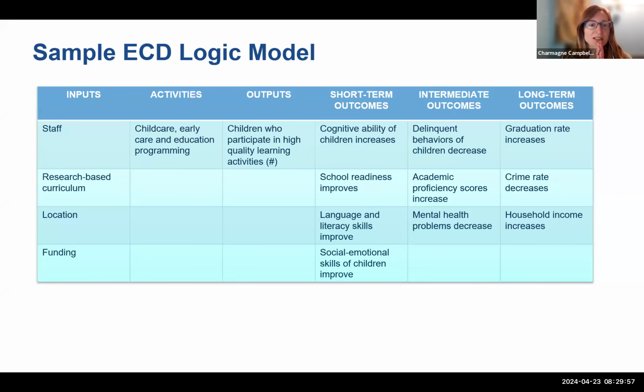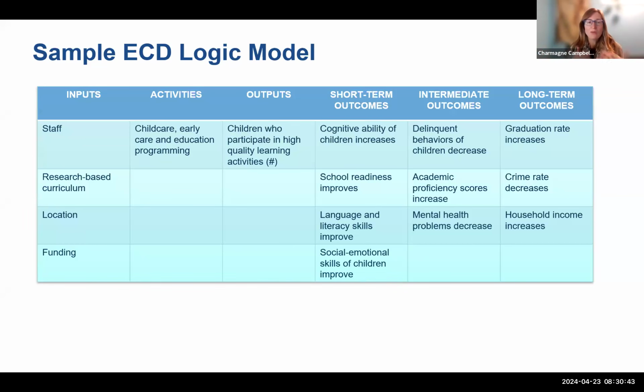Then we move into activities: childcare, early care and education programming. Outputs are what directly results from it. So children who participate is usually just counted, the number of children who participate. Then we think about what are the short-term outcomes. So maybe some increased cognitive abilities, school readiness is improving, language and literacy skills, social emotional skills. More intermediate outcomes, kind of down the line: maybe delinquent behaviors decrease, academic proficiency scores increase, mental health problems decrease. And then the long-term outcomes: graduation rates increase, crime rate decreases, household income increases.